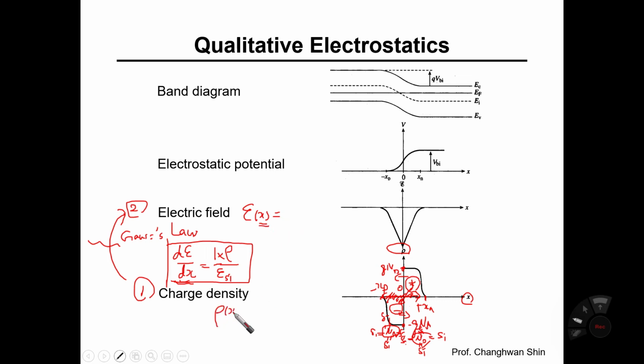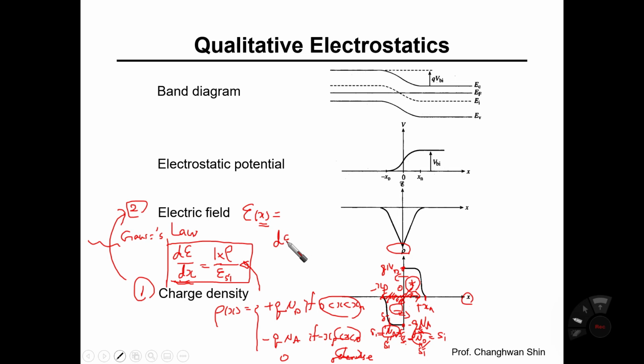The charge density as a function of X is plus Q Nd when X is between 0 and Xn, and rho of X is minus Q Na when X is between minus Xp and 0, and otherwise 0. So we can separately solve Poisson's equation for three different regions. Okay, let's do that.